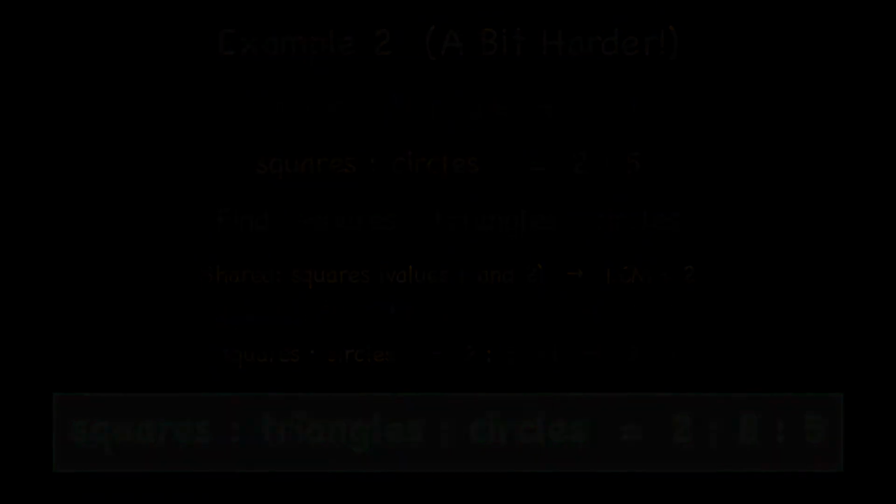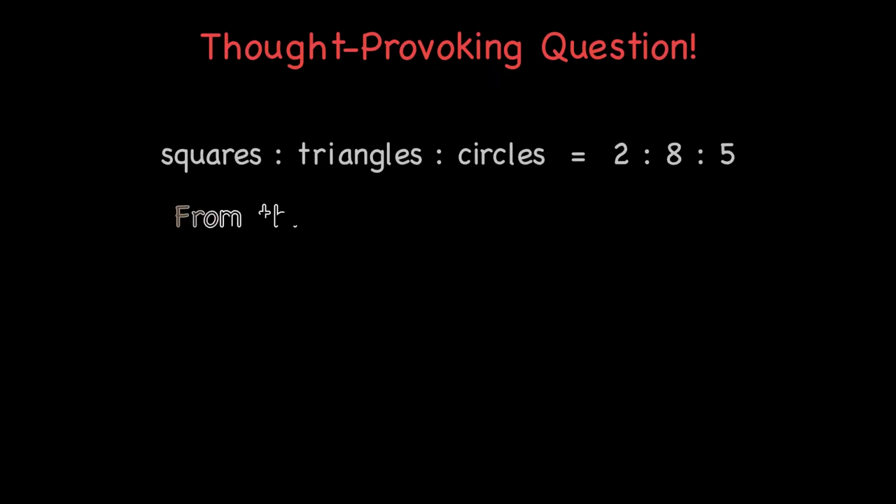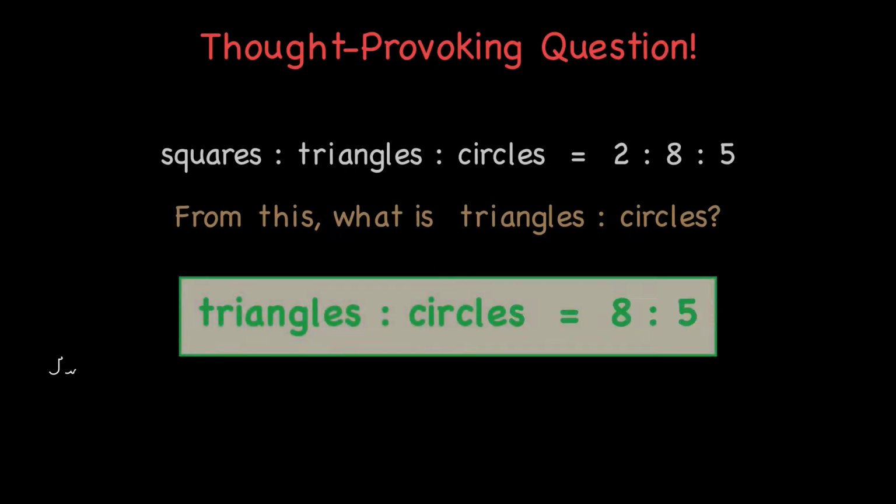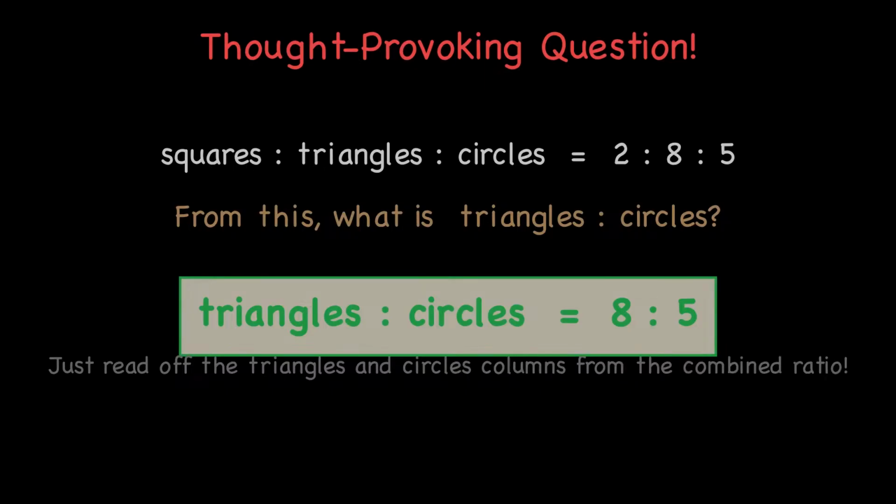Excellent. Here's a thought-provoking question. We now know squares to triangles to circles is 2 to 8 to 5. So what is triangles to circles? Think about it for a moment. The answer is 8 to 5. Once you have the three-part ratio, you can simply read off any two quantities. Triangles are 8 and circles are 5, so triangles to circles is 8 to 5. This is the power of combining ratios.